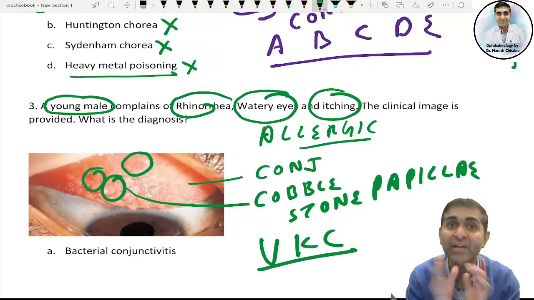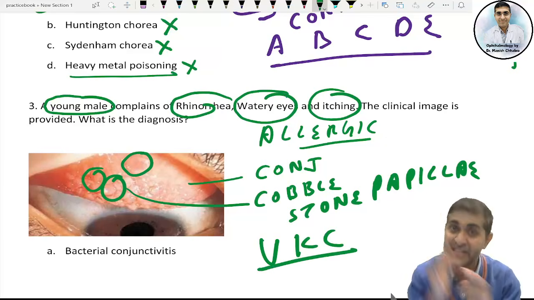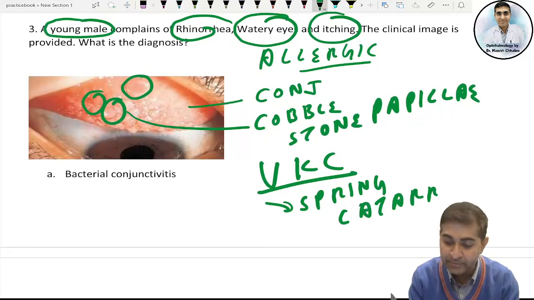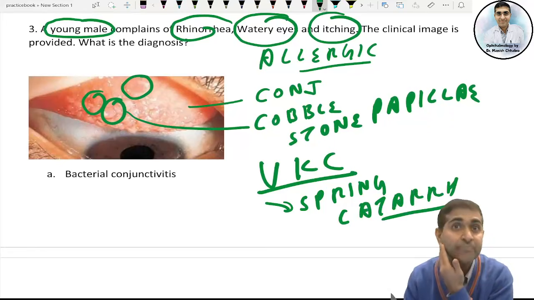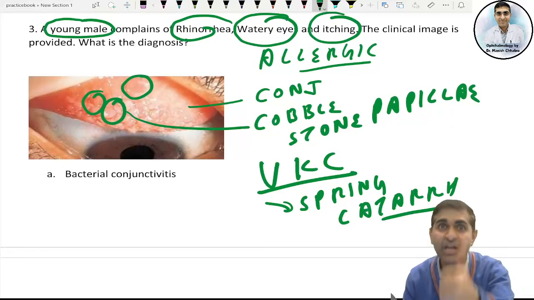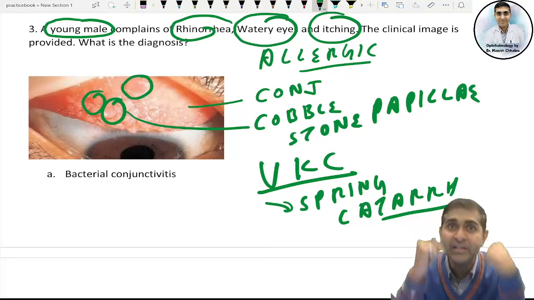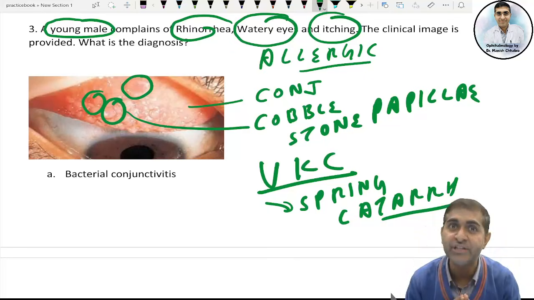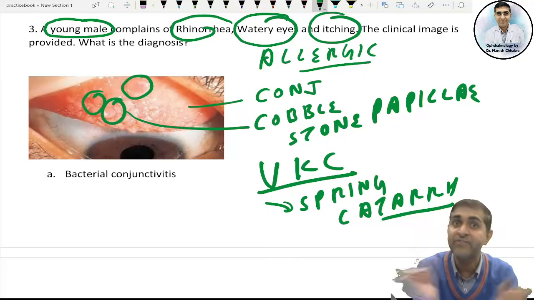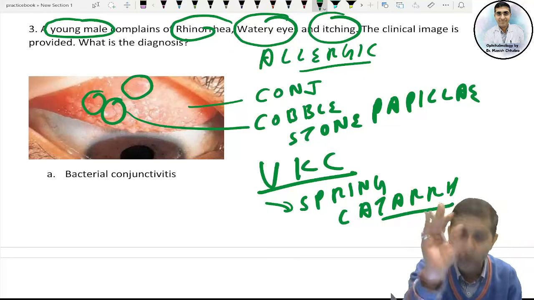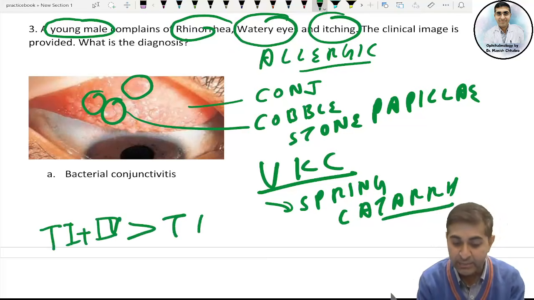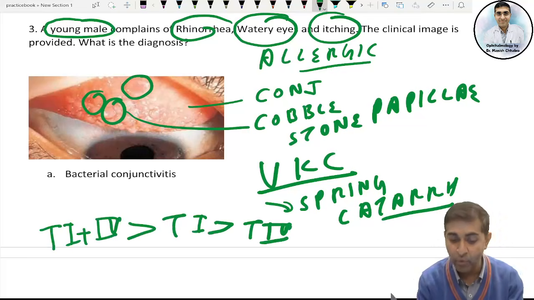VKC is vernal keratoconjunctivitis. It is an allergic condition, and it is also known as spring catarrh, although it is more common in summers, but the name is spring catarrh. It is more common in males who are teenagers. It is a bilateral condition. It is associated with type 1 and type 4 hypersensitivity reaction. If that is not in the option, go for type 1. If that is not in the option as well, go for type 4. So type 1 plus 4 hypersensitivity reaction, type 1 or type 4.